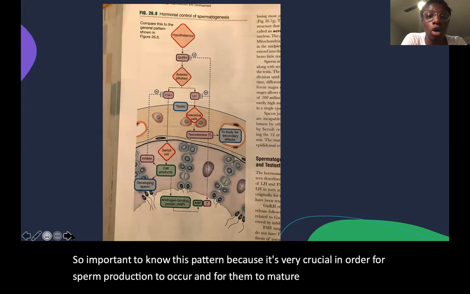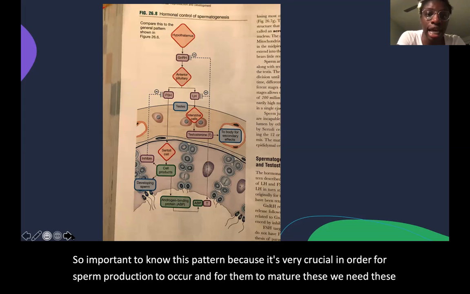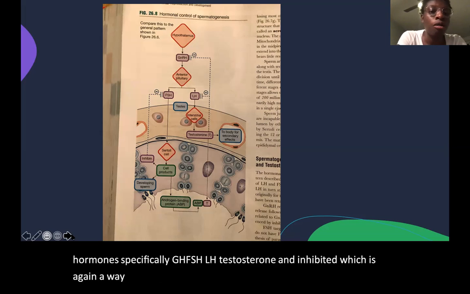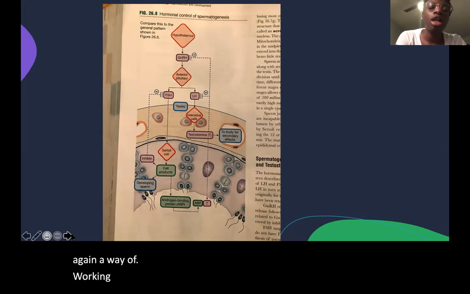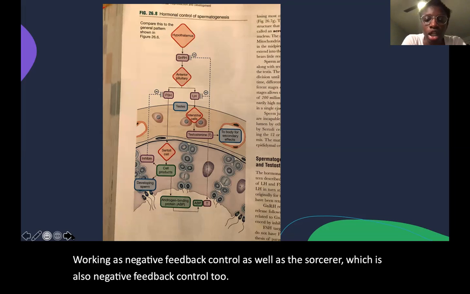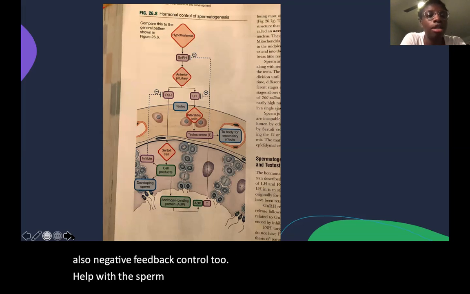We need these hormones, specifically GnRH, FSH, LH, testosterone, and inhibin, which, again, works as negative feedback control, as well as testosterone, which is also negative feedback control, to help with the sperm. So it's important to note these things.